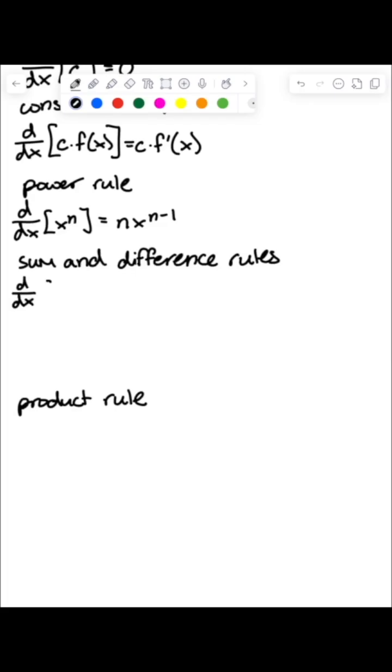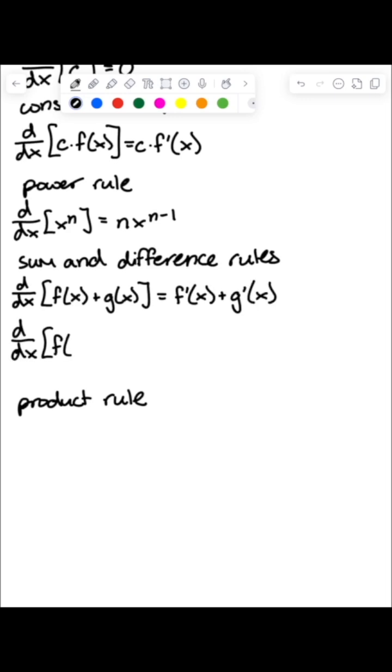Moving on to the sum and difference rules, derivatives distribute over addition and subtraction, meaning we can take the derivative of each term separately. So for f of x plus g of x, for example, the derivative of that is f prime of x plus g prime of x, and the same applies when you are subtracting.